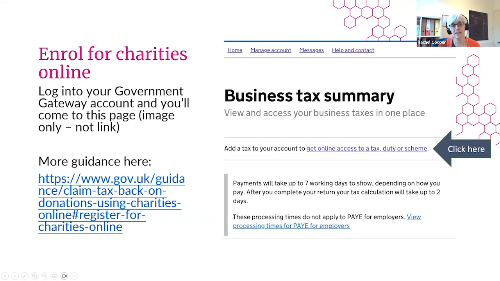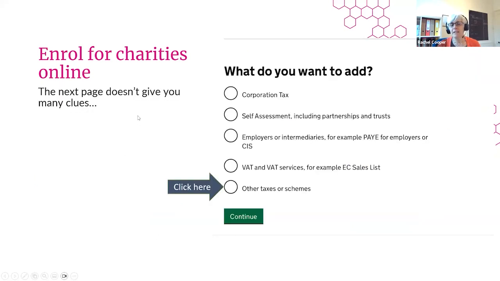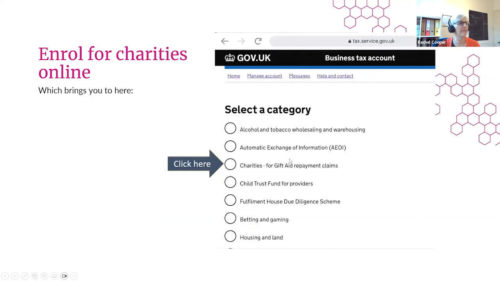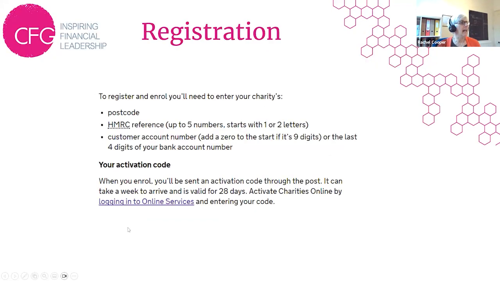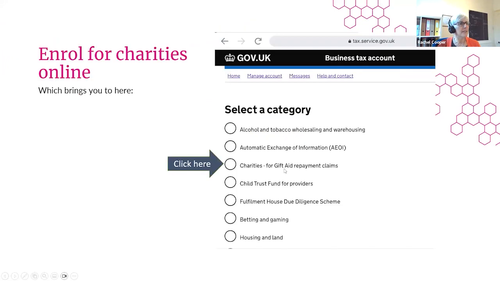So you want to add a tax to your account. You've set yourself up with this government gateway account. You haven't got many services on it yet. And so you want to add a tax to it. So that's where you click here. There's lots of guidance on here. And then the next page doesn't tell you very much because you look down here, you go, I don't want any of those. But if you click onto other taxes, it very helpfully, you've got gift aid repayment claims in the middle of it. Brings you to here.